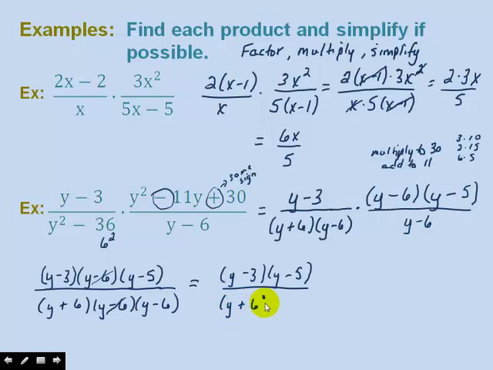And in some problems in your homework, the directions will tell you to leave your answer in factored form, which would be just like this. In some of them, they will tell you to go ahead and multiply out the factors. So this is left in factored form. And that is our final answer because it's completely simplified.